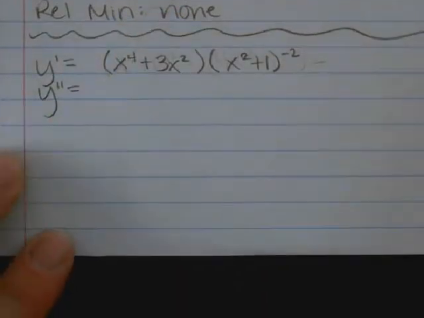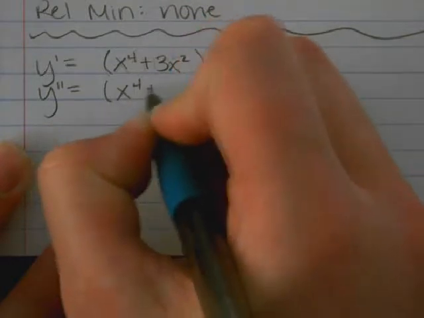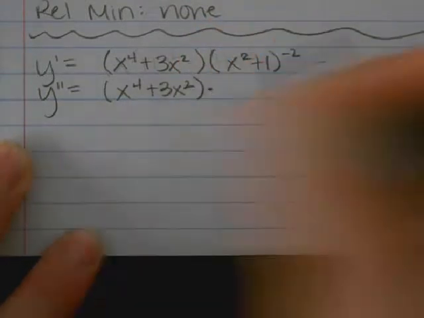We're going to do first times the derivative of the second, which is x to the 4th plus 3x squared times, what would we get?